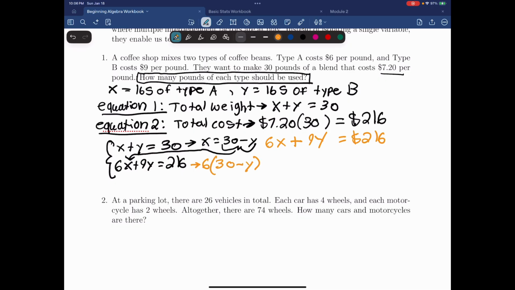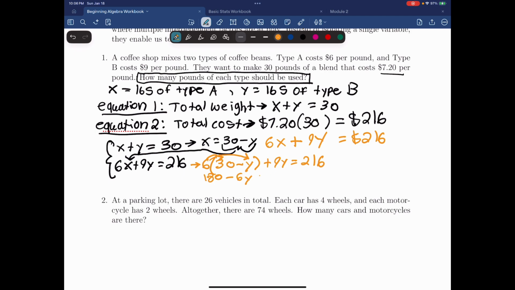And then we're going to add 9Y, and then we're going to set that equal to 216. And now we're going to just solve for Y. So our first step is to distribute in the 6 to both terms. So we get 6 times 30, which is 180. And then 6 times negative Y is negative 6Y.